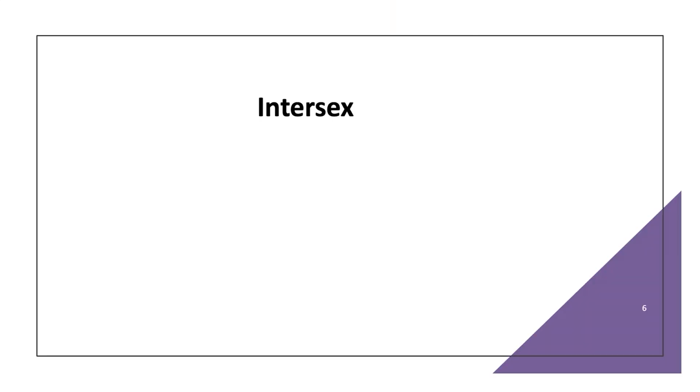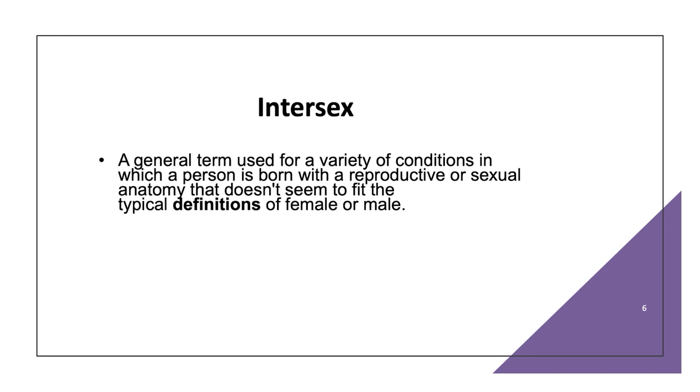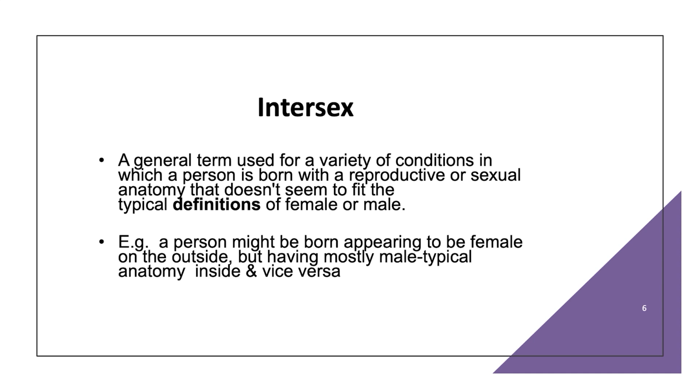And there's another word called intersex. Intersex is the term used for a variety of conditions in which a person is born with a reproductive or sexual anatomy that doesn't seem to fit the typical definitions of a male or a female. So he or she can't be categorized into a male or a female because it's not the typical characteristics of a male or a female. For example, if a person is born appearing to be a female from the outside, but having mostly male typical anatomy inside, it is called intersex, and vice versa.